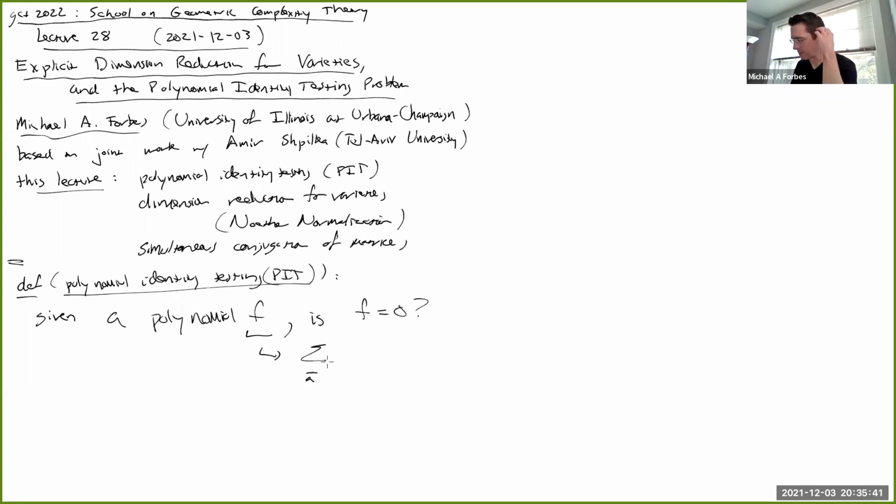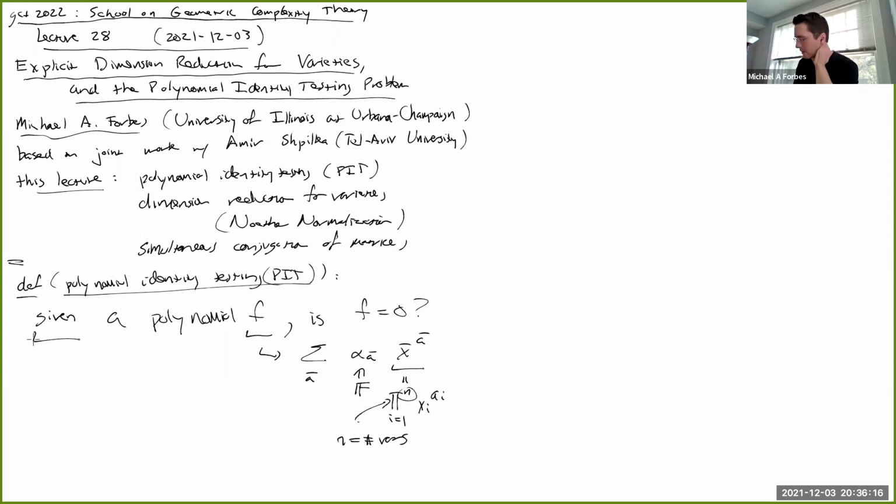So this is a sum over exponents a. We have some coefficient in the field, and I write vectors with a bar on top. So this is an exponent vector, and then we have a monomial x to the a. This monomial x to the a is just the product, i from 1 to n, of x_i to the a_i. So this is the exponent vector in the n variables. You see here that n is the number of variables in our polynomial, so it's a multivariate polynomial.